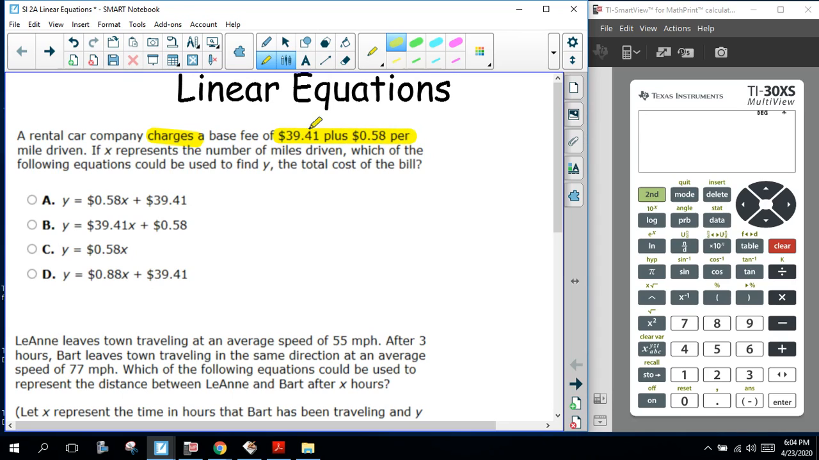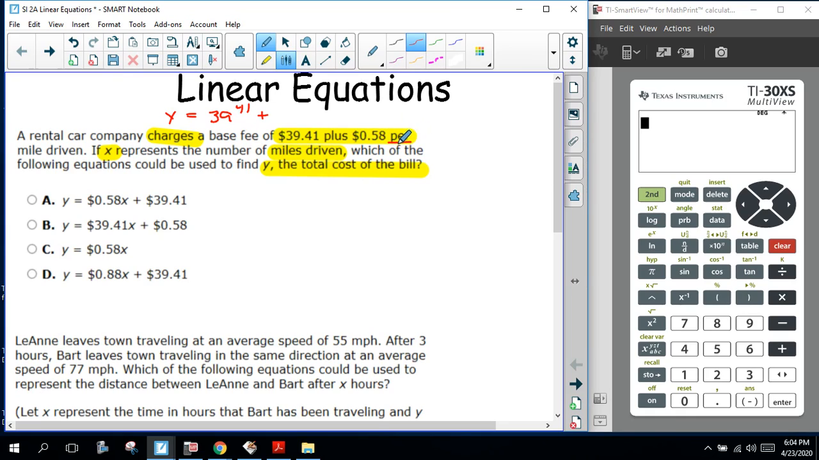$39.41 plus 58 cents per mile. X is going to stand for the miles driven, and Y is what we're trying to find, which is the cost of this bill. All right, so let's take a look. Y being the cost, or Y also, couldn't we say cost is what they are charging? So what they are charging Y is, well, they're telling me right here what it is. It's $39.41 plus 58 cents per mile.